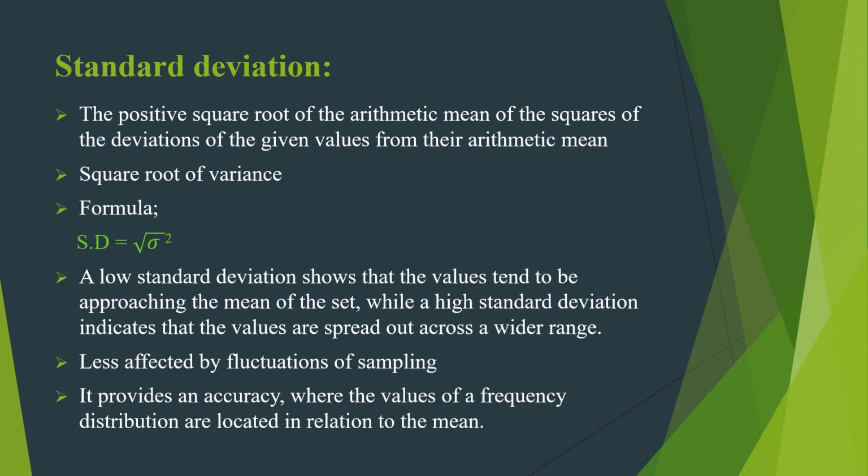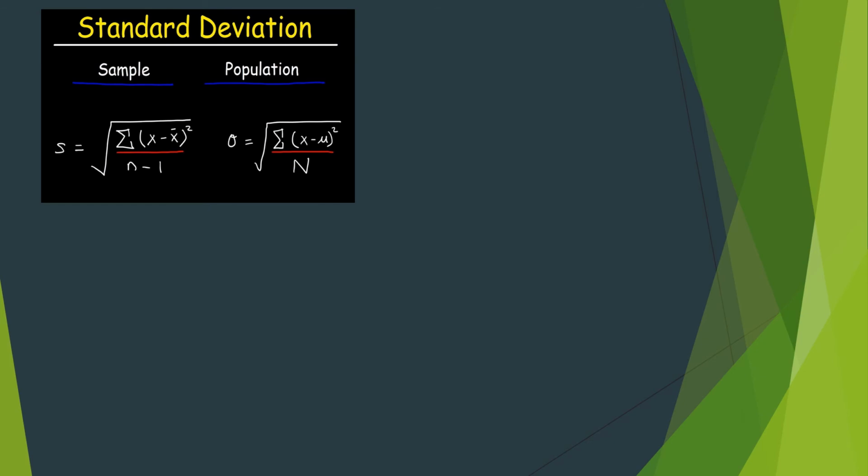A low standard deviation shows that the values tend to be close to the mean of the set, while a high standard deviation indicates the values are spread across a wider range. It is less affected by fluctuation of sampling. It provides accuracy about where the values of a frequency distribution are located in relation to the standard deviation. For simple standard deviation there's a formula, and for population standard deviation the second formula is used.